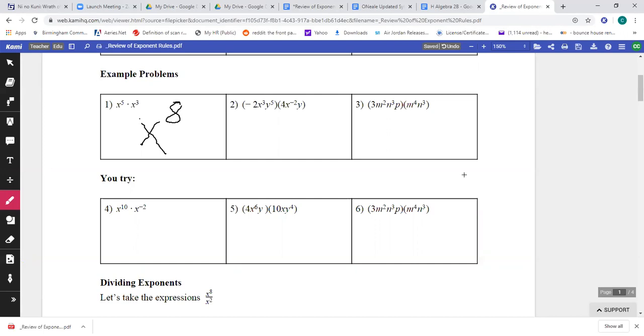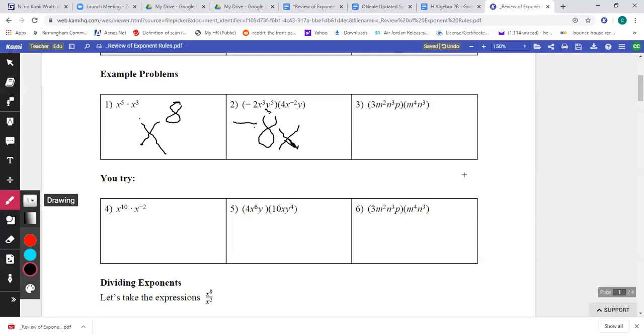Okay. For number 2, I'm multiplying negative 2x to the third y to the fifth times 4x to the negative 2 and y. So you still make sure you multiply the negative 2 and the 4. And then so you should get negative 8. And then now if I have x to the third and x to the negative 2, you add the two exponents. So that just becomes x to the first. Okay. You don't have to put a 1 there, but you can if you want to. But we usually do not put the 1. So I am actually going to erase that 1.